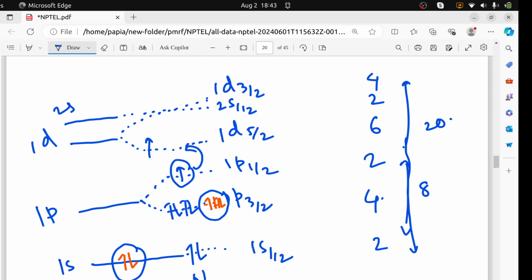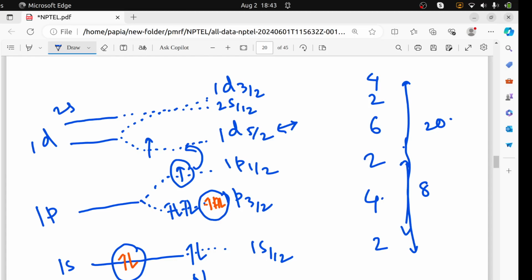Okay? So that means for the first excited state of carbon 13, the main responsible nuclear state for spin parity will not be 1p1/2, it will be 1d5/2. 1p1/2 was for the ground state, but for the first excited state, the responsible one will be 1d5/2.